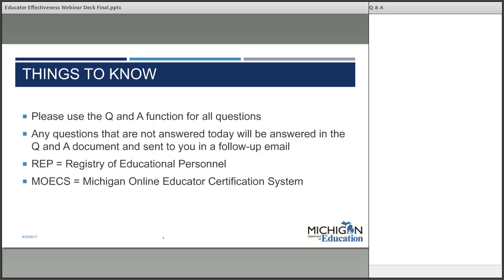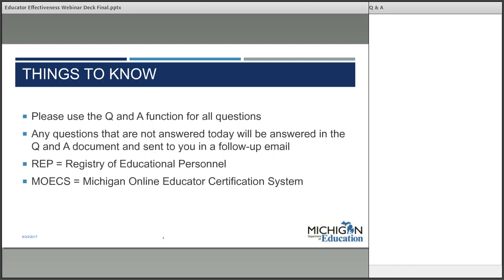We'll complete the Q&A document, and then we'll send it in a follow-up email to everybody so you have answers to all questions after we've had a chance to generalize them. And again, because we have near 100 participants, we will not be using the raise your hand feature. So if you could just submit all questions to the Q&A.